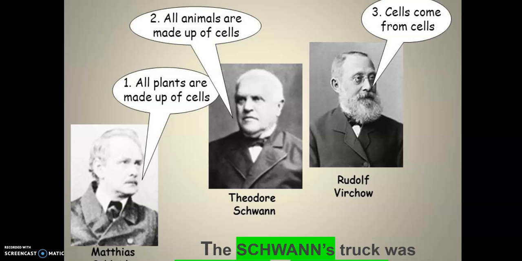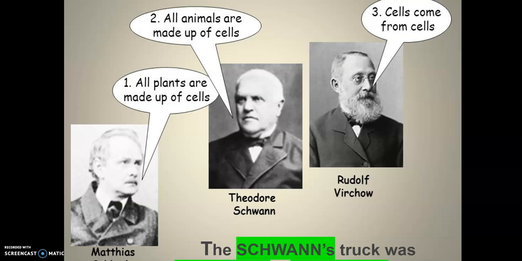Okay, so we're getting ready to talk about the three parts of the cell theory, and you can see it here broken down very simply by looking at the three scientists and their contributions. So there we have Schleiden, all plants are made of cells, Schwann, all animals are made of cells, and then Virchow, cells come from other cells.